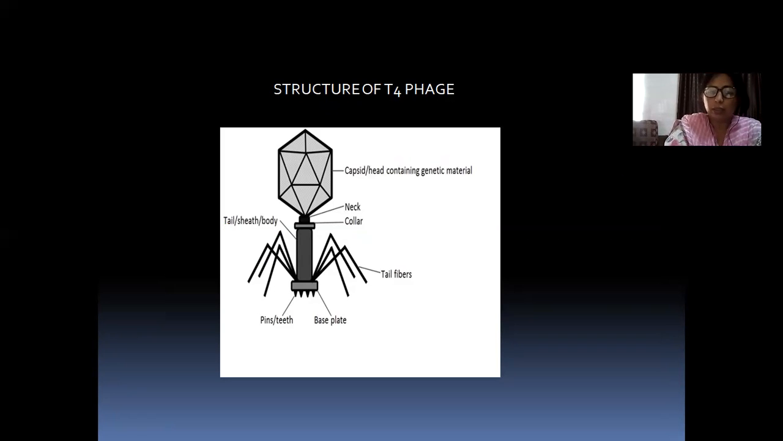Neck and collar attach the tail with the head. The tail consists of a base plate, tail fibers, and pins or teeth in the base plate. The tail fibers are used to attach to the surface of the bacteria, whereas the pins and teeth help in penetrating, and are helpful to penetrate the genetic material from the head into the bacteria.